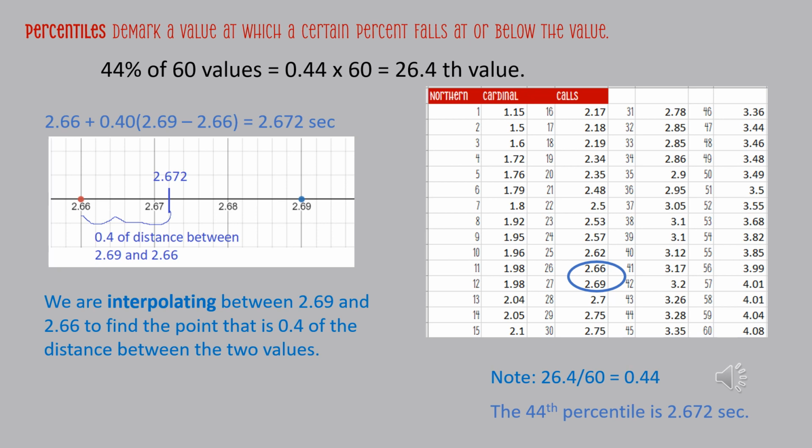So the 44th percentile for this set of data is 2.672 seconds, in between the 26th and 27th, but slightly closer to the 26th value. Again, if somebody wanted to just round down to the 26th value when they're stating the 44th percentile, it's probably not a big deal, but we're trying to be very precise because there are some occasions where it's helpful to be very precise, and you now understand how to do that.